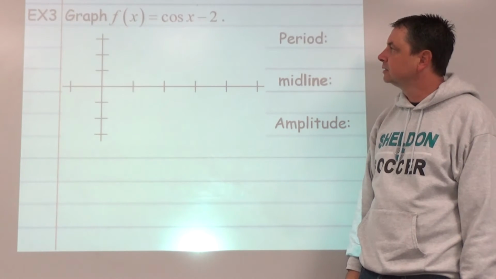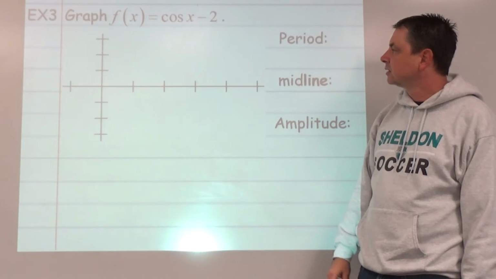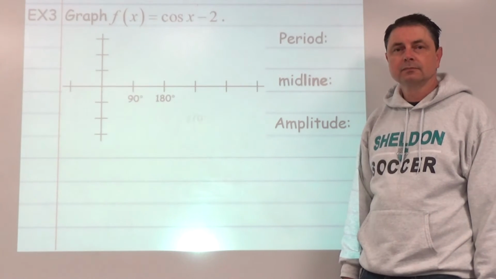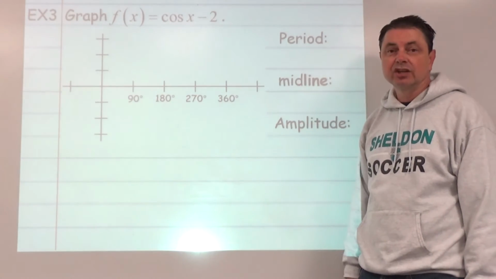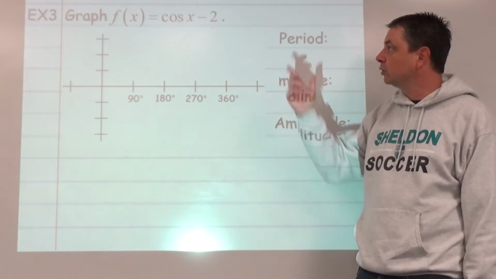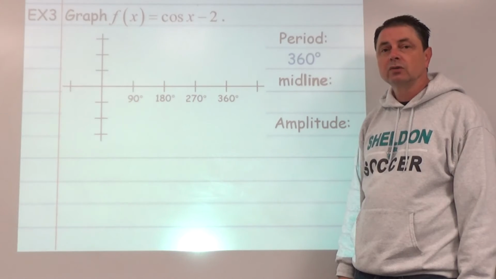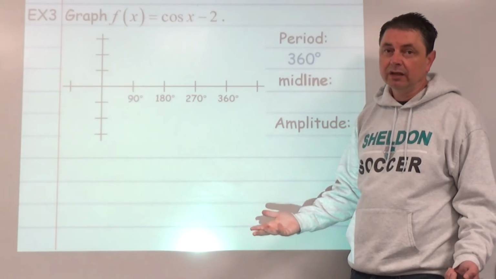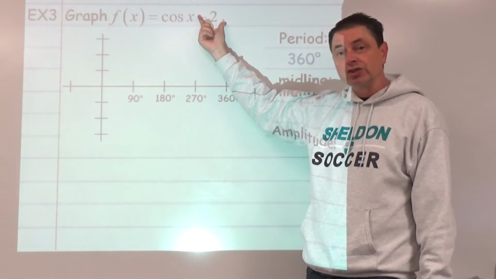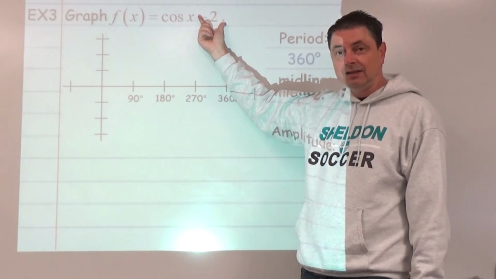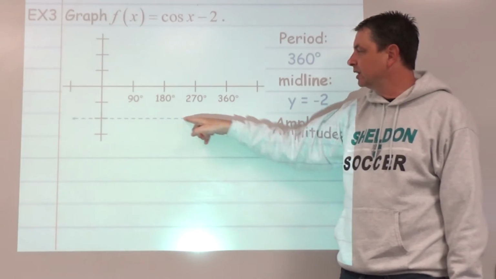Example number 3. f of x equals cosine x minus 2. Set the scale. Period is 360 degrees. That's how long it's going to take to complete a full cycle of our cosine function. What is the equation of the midline? Y equals -2, as this is being added or subtracted. In this case, subtracted. So that's our vertical shift. Y equals -2. Let's draw it.